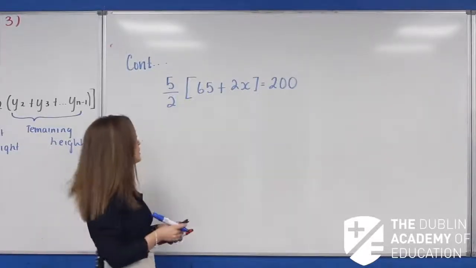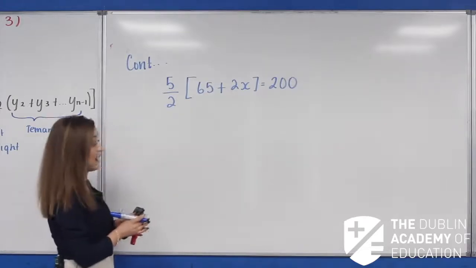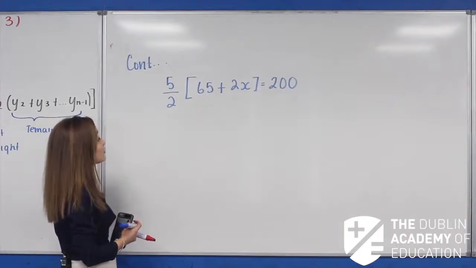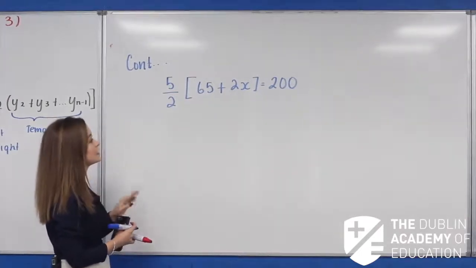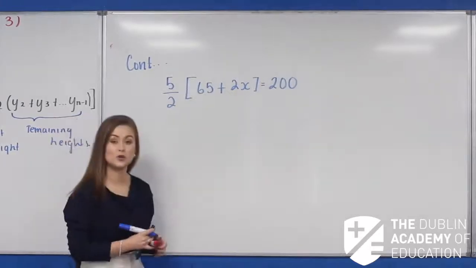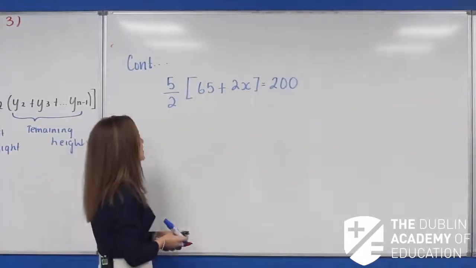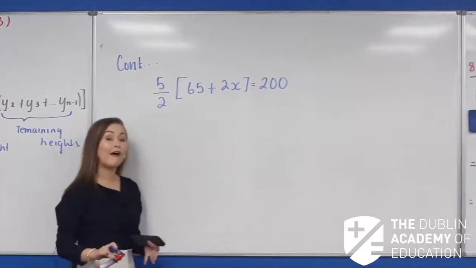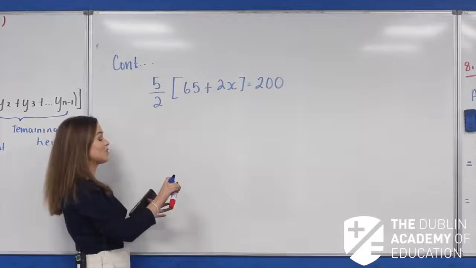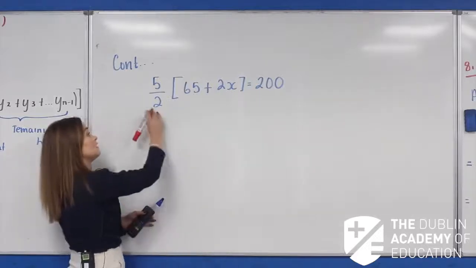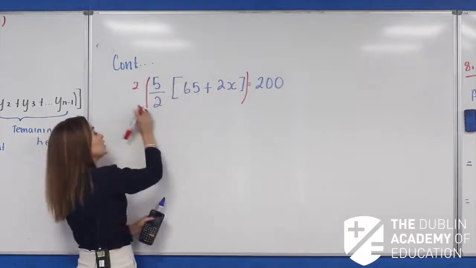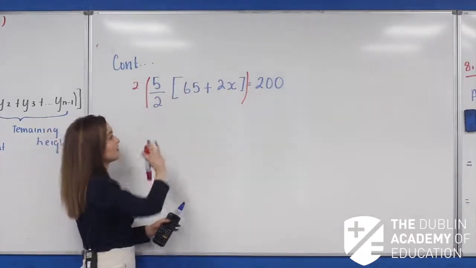So guys, continuing on from the last part here, which I have noted up on the board. So here we have 5 over 2, bracket 65 plus 2x, bracket equals 200. Now I'm going to work from here. So what I'm actually going to do to get rid of my fractions, I don't like my fractions, before I start multiplying this out, I'm actually going to multiply the left hand side by 2 to get rid of my fractions.